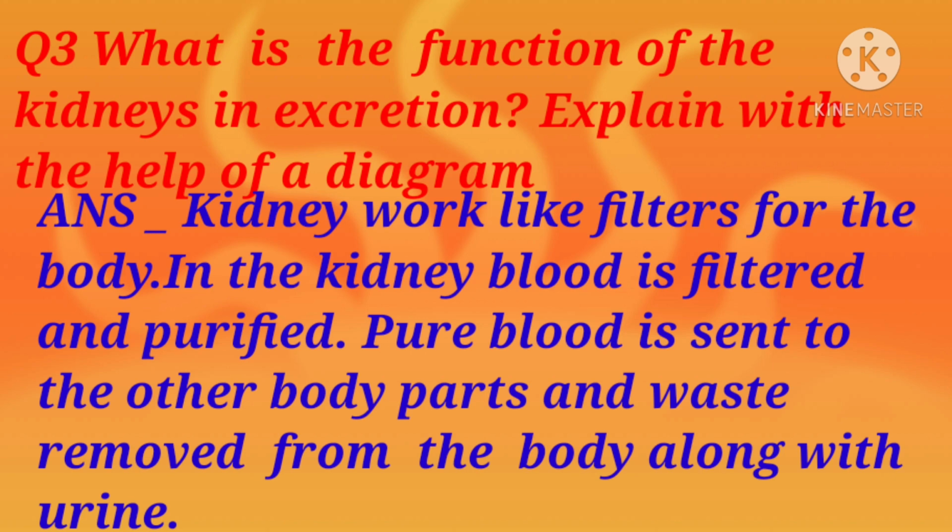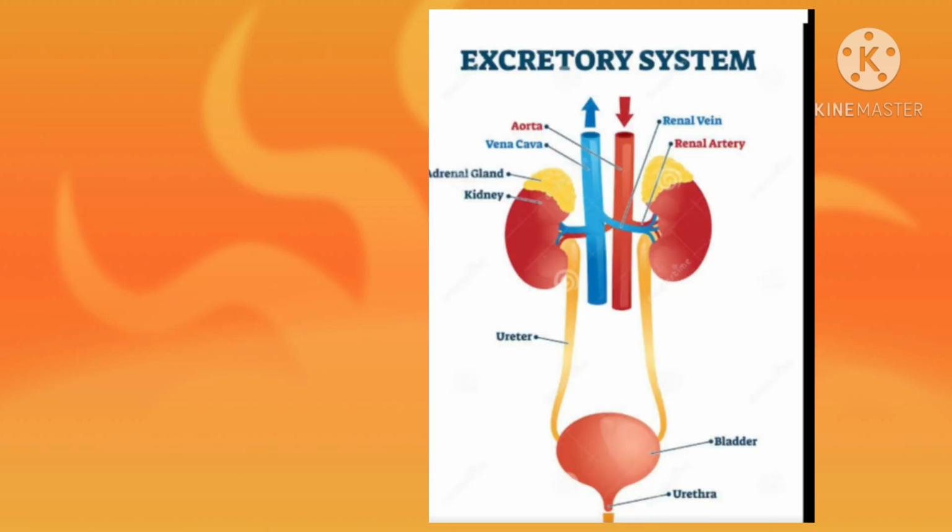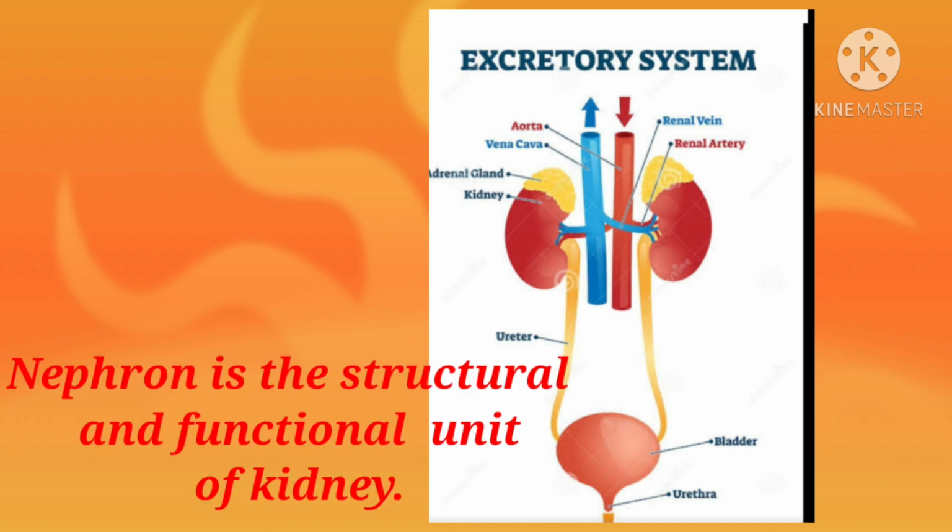Let's see the diagram of the human excretory system. So this is the diagram. Actually, the main parts of the human excretory system are a pair of kidneys, a pair of ureters, the urinary bladder, and in the kidney actually the nephron. Nephron is the structural and functional unit of the kidney, which performs the function of filtration.